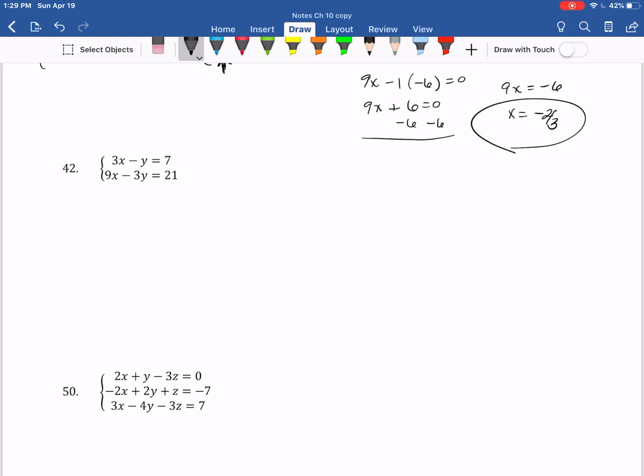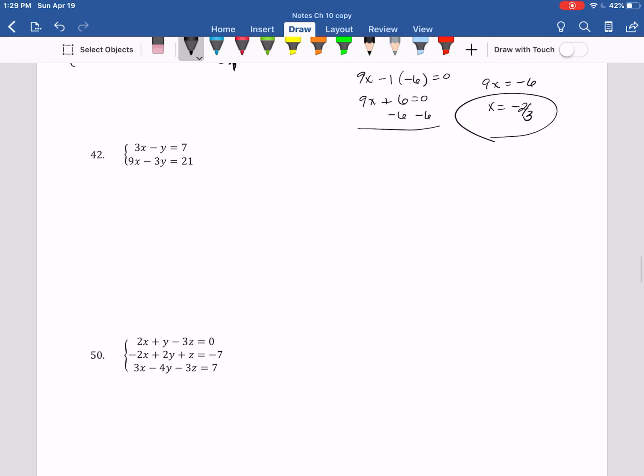Similar type example for 42, we're going to change this into a matrix, solve using row operations. So the matrix is going to begin with 3, -1, and 7, and then 9, -3, and 21. This is your initial augmented matrix. Everything was in the correct order when we began.